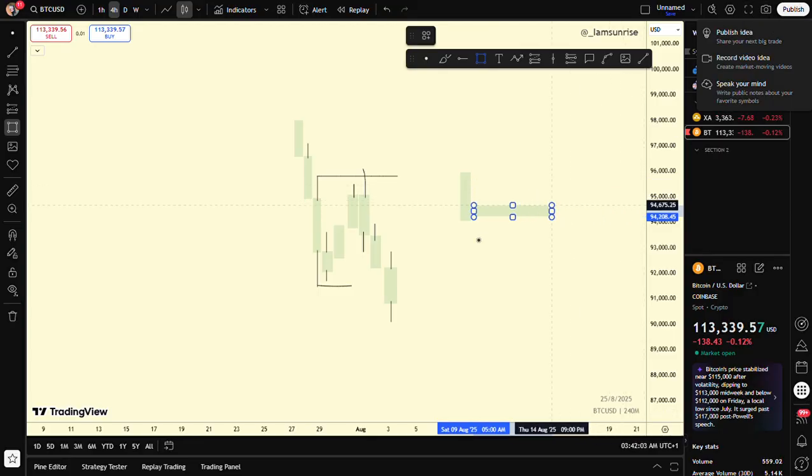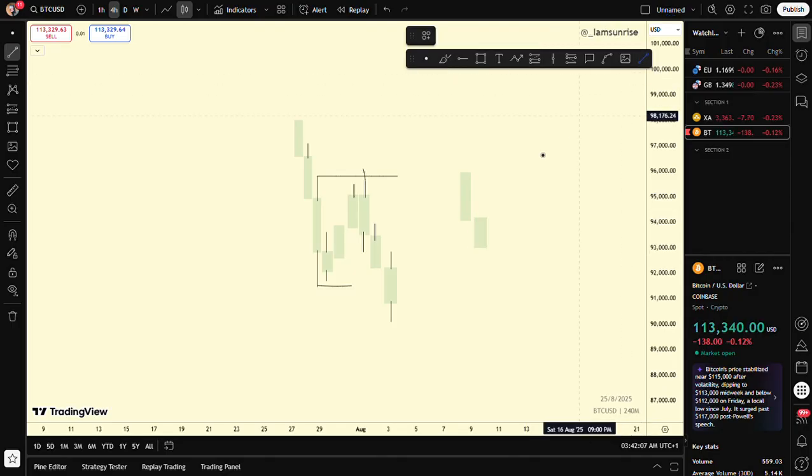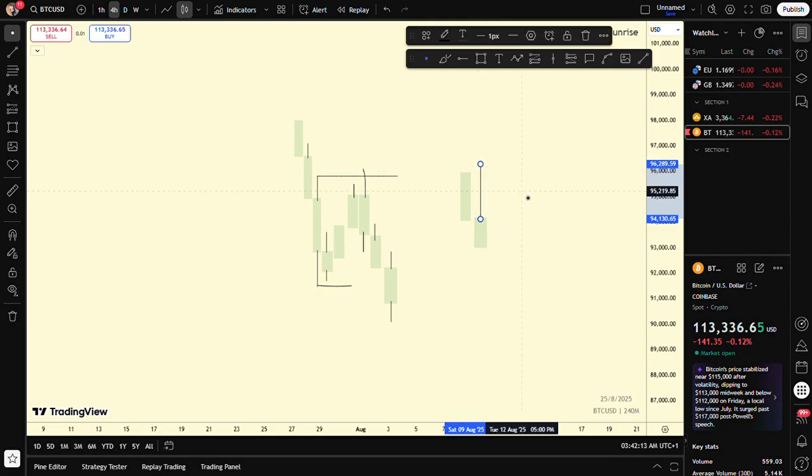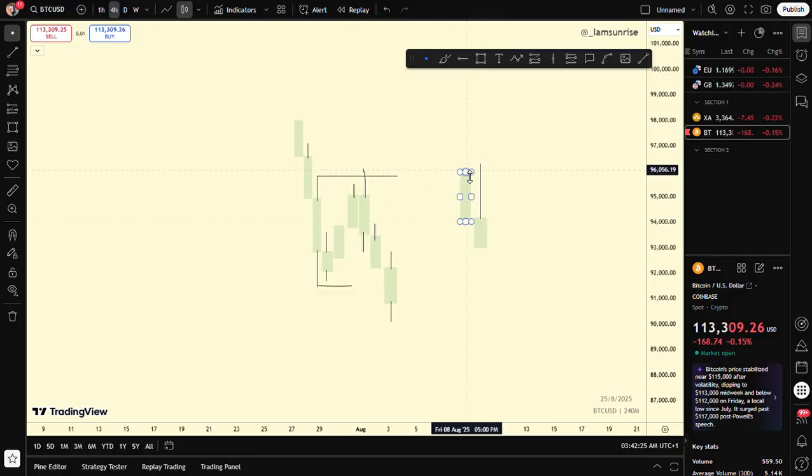We can see something like this in the higher time frame. This is how it will look. It's more like two candles. So this candle right here took out the previous candle high. I don't know if you understand what I just did.